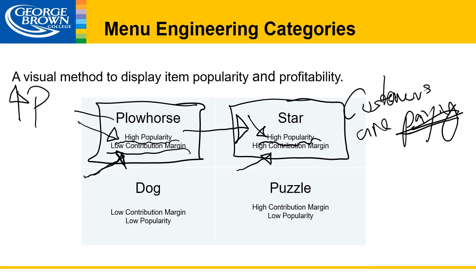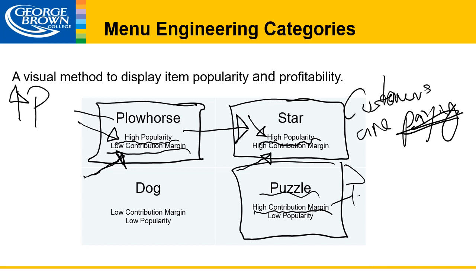Okay, so that's where that transition from a plow horse to a star is, where you see that your menu is becoming more efficient. On the bottom right hand side, we have a puzzle, which is characterized by high contribution margin, so it's really profitable, but it's low popularity.